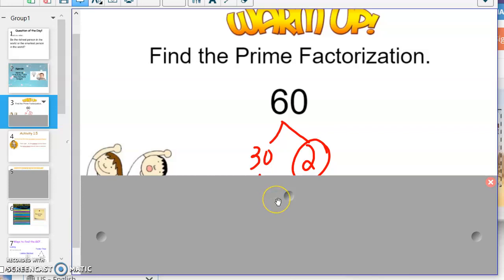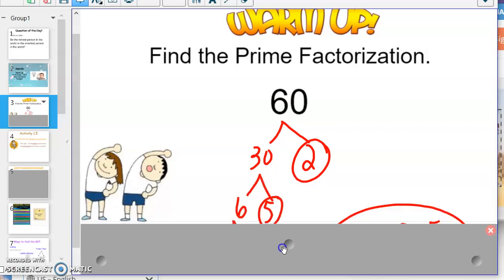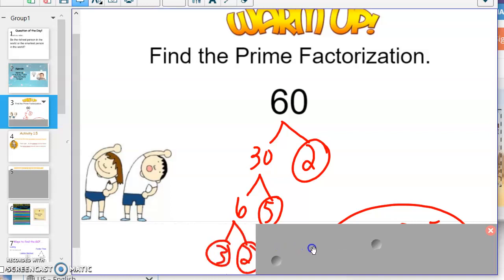What two numbers do I multiply together to get 30? Well, how about 6 times 5? Well, 5 is a prime number, so that one is done, but 6 is not. What two numbers do I multiply together to get 6? Well, of course, 2 and 3.